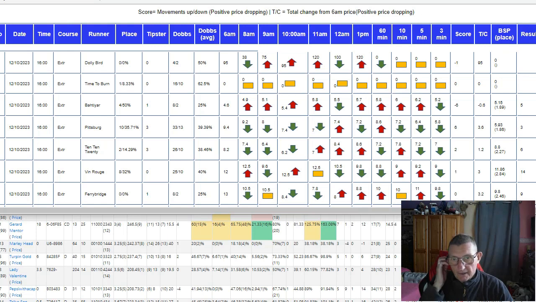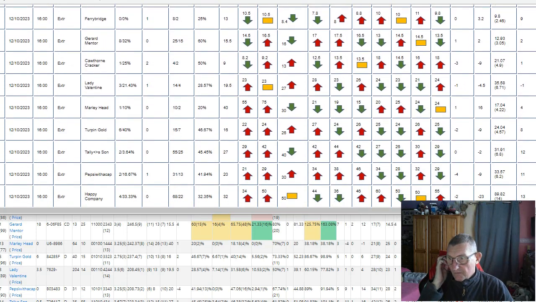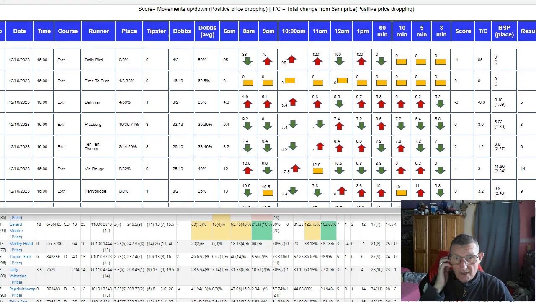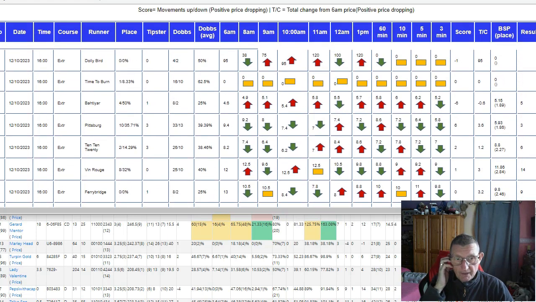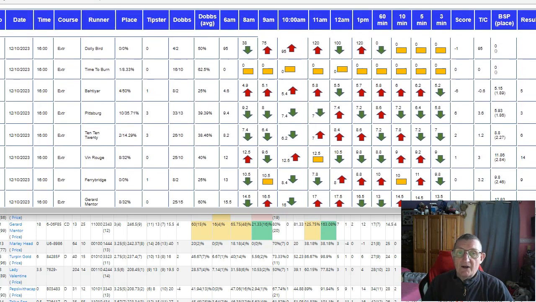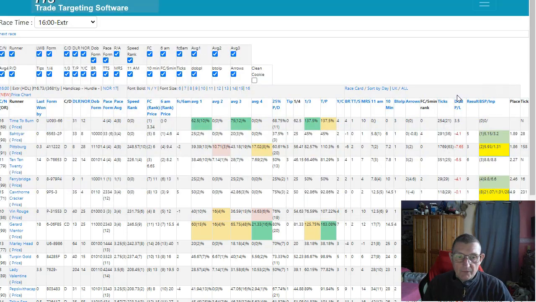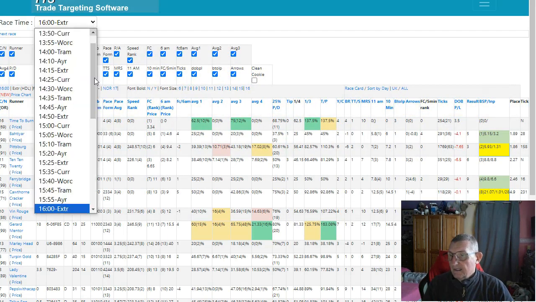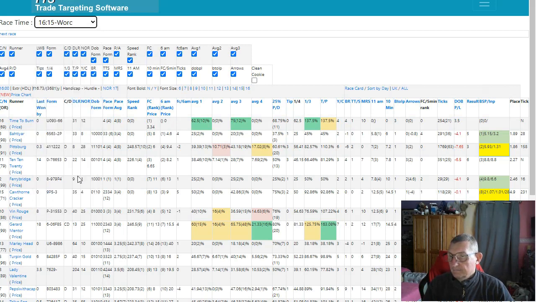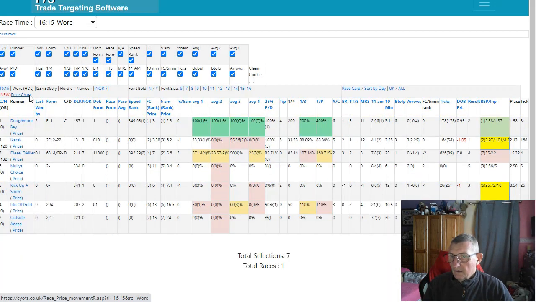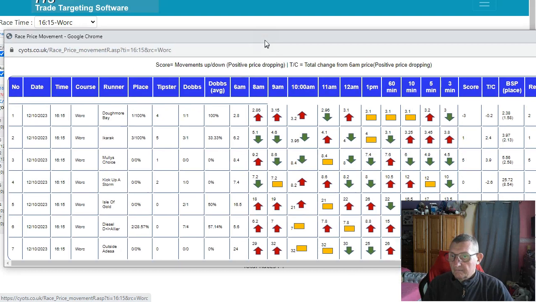This was how many runners? This was a 17-runner race. There were 2 non-runners, so it was a 4-place payout. You may have even gone to the 4-place market and got a slightly different price than that, but that's another way of doing it. If we look at the next one, which is 1615, and we go to the price chart here.